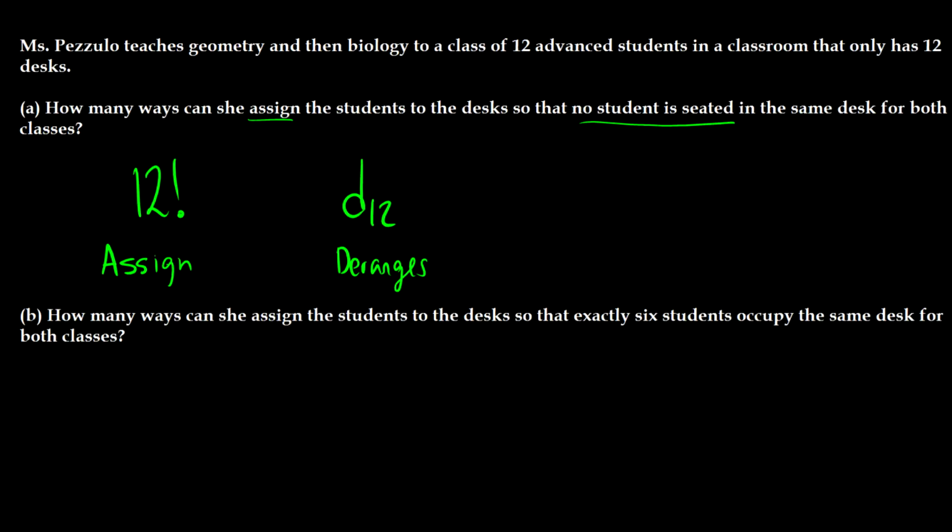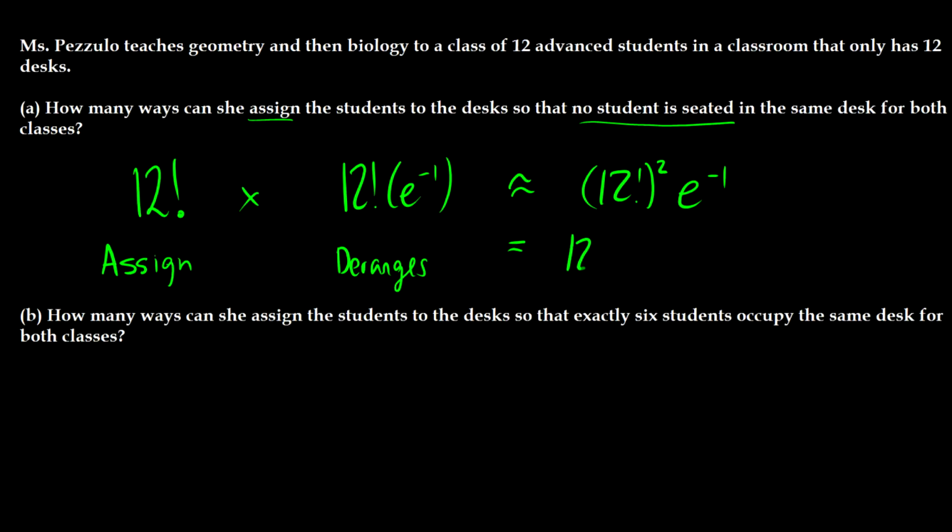But, of course, we know D12 is actually 12 factorial times e to the negative 1, roughly. So we just multiply these two together, and then we get 12 factorial squared times e to the negative 1. In fact, when I say it's roughly, the best answer probably would actually be to say 12 factorial times D12. So not that bad, okay?